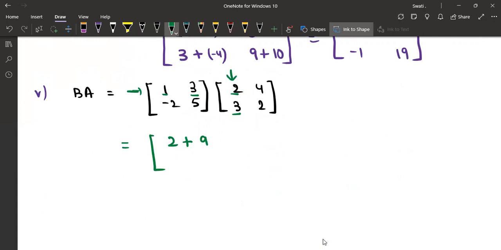Next entry, again first row but second column. So now 1 times 4 is 4 plus 3 times 2 is 6. Next entry, that means second row and first column. So minus 2 times 2 is minus 4, because we know that a negative into a positive is a negative number, plus 5 times 3 is 15. Next is second row, second column. That means minus 2 times 4, which is minus 8, plus 5 times 2, that is 10.